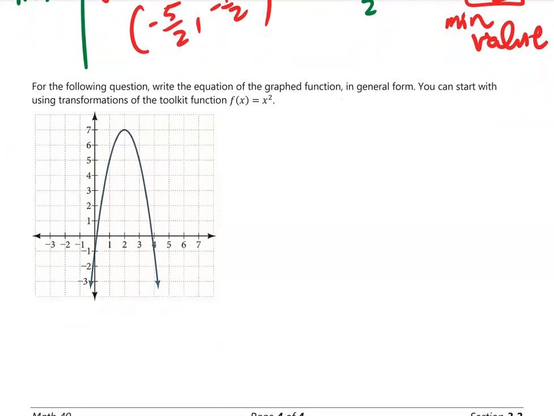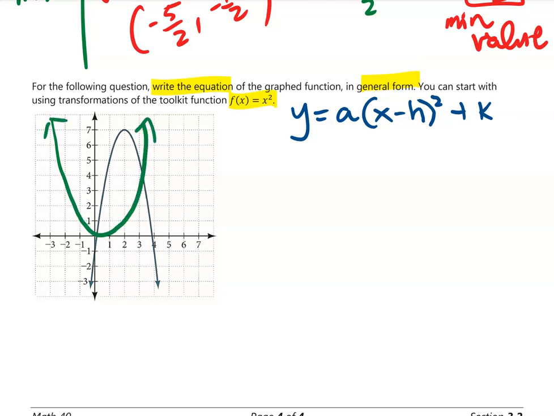And the last problem, write the equation of the graph function in general form. You can start with using the transformations of the toolkit function f of x equal to x squared. So again, remember y is equal to a times x minus h squared plus k. A is a stretch factor, h to the left, to the right, k is up, down. So think about the toolkit function f of x equal to x squared, a parabola that opens upward.